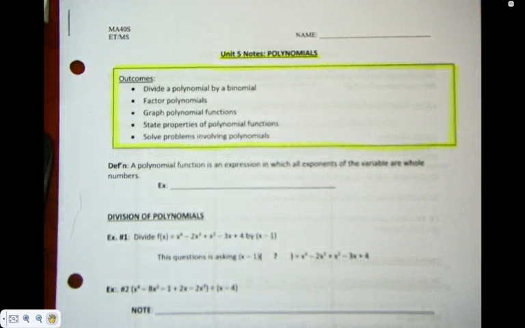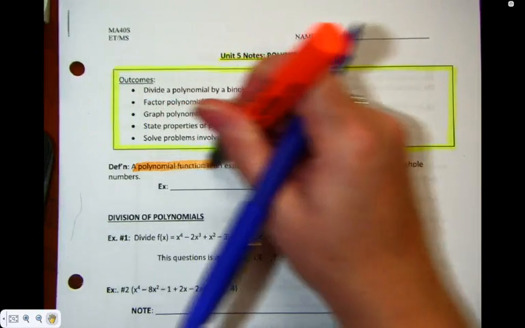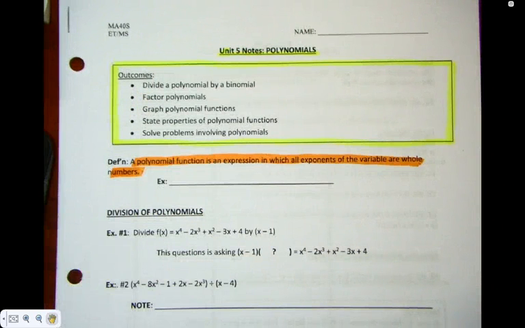Definition. You probably saw this in grade 9 and probably didn't care about it, but here's the definition of what makes a function a polynomial. A polynomial function is an expression in which all exponents of the variable are whole numbers.